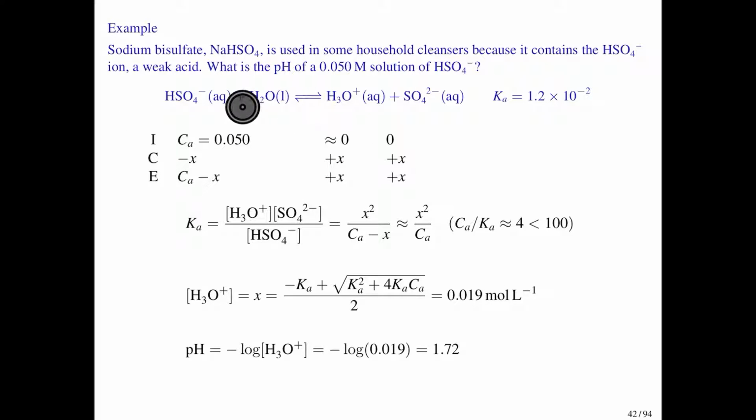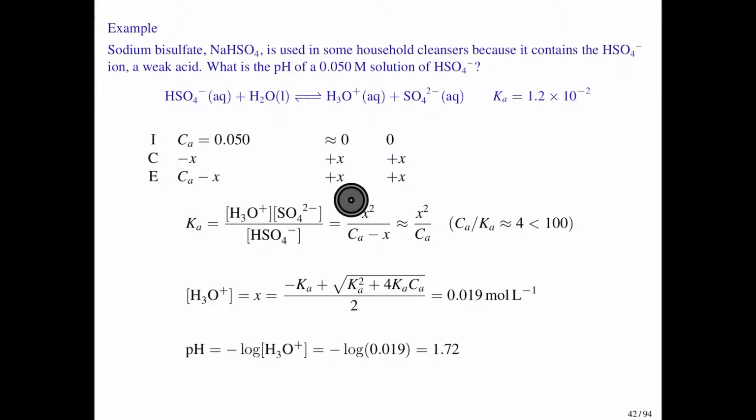Set up the ICE table for this reaction. Set up the Ka expression. And then what we want to do is test to see whether or not we have to use the quadratic equation or whether we can use our approximation. In this case, the acid concentration divided by this rather large value of Ka gives us a value of about 4, which is in fact less than 100. Therefore, we would expect the approximation to fail. And so we cannot neglect minus x relative to Ca, and we're forced to use the quadratic equation to find the value of x. And here's the result.